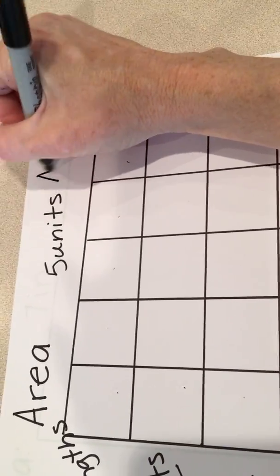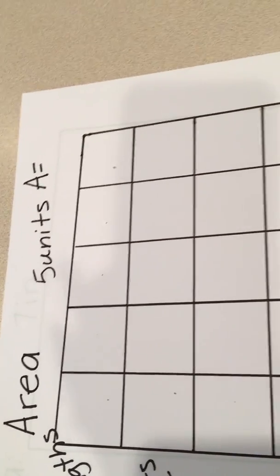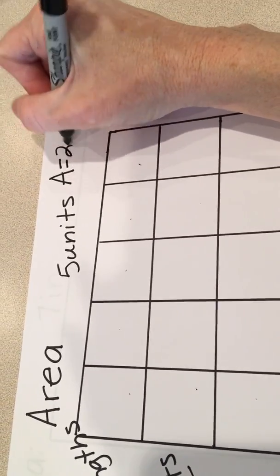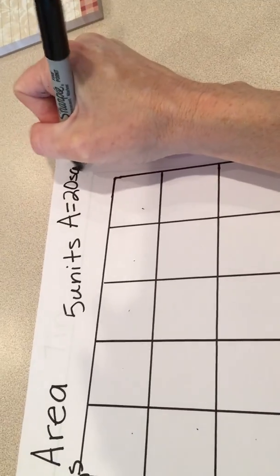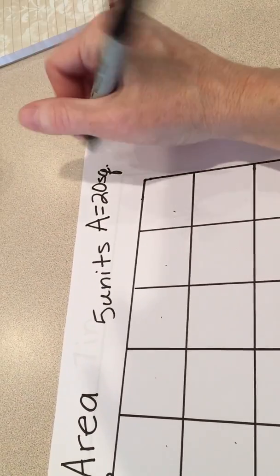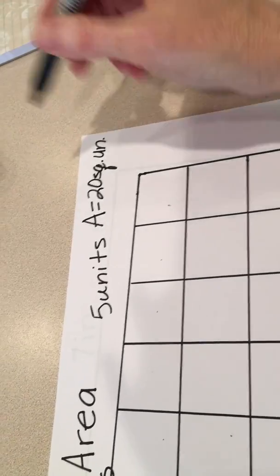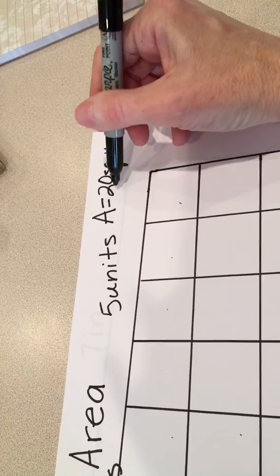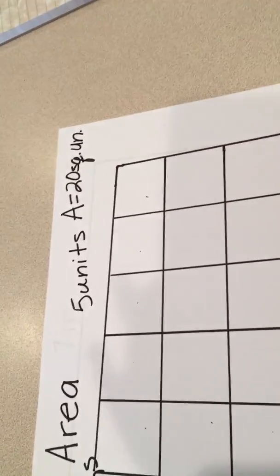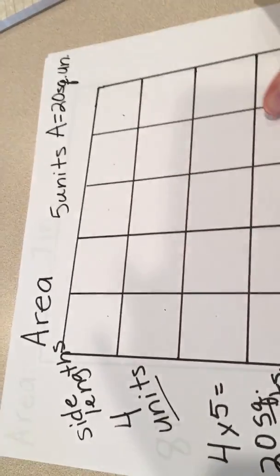Okay, and how you'll see it, A, which means area, A equals, and then we put our answer 20 square, and this is just a SQ period is an abbreviation for square units. Same with UN. So 20 square units. Okay, so that's how you do area with an array.